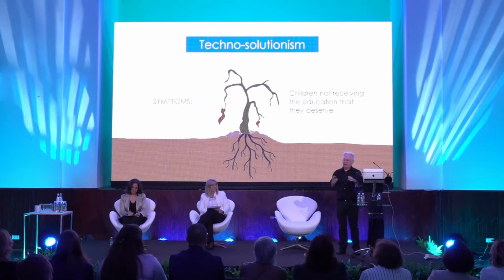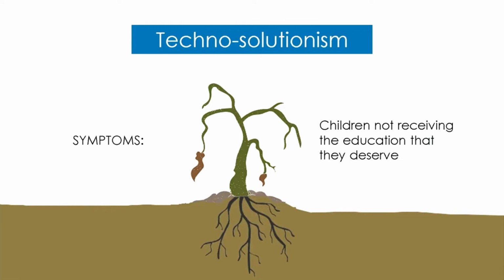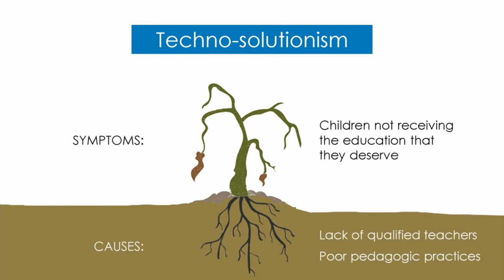This is classic techno-solutionism. So what happens is we think we have a problem. In some rural areas of developing countries, there are not enough teachers. So there's the problem. So what do we do? We put AI in, but actually that's the symptom. What's the real problem? The real problem is the lack of qualified teachers in the first place.